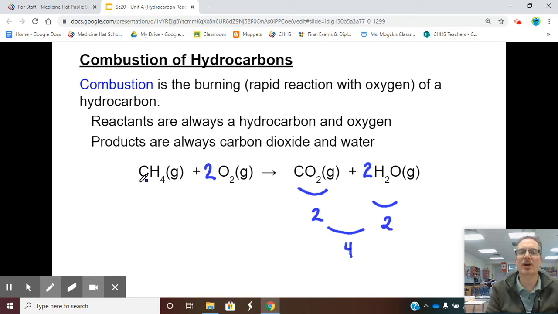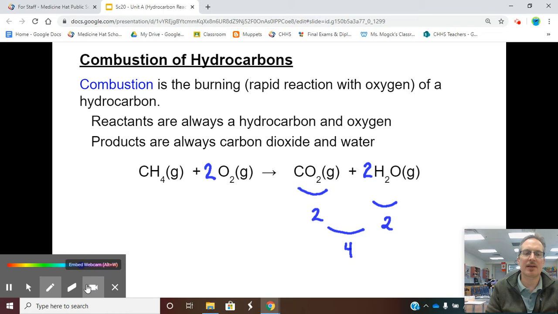And again, we check our work. 1 carbon, 1 carbon. 4 hydrogens, 4 hydrogens. 2 oxygens plus 2 oxygens is 4 oxygens, 4 oxygens. My balancing is 1, 2, 1, 2. Remember, even though I don't put a number here, there is actually a 1 right here and a 1 right here. Okay, let's clear that.